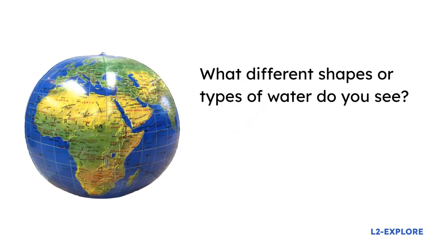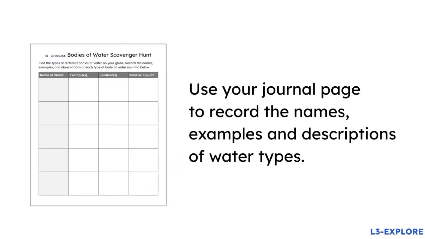For the Explorer, you'll put students into 6 groups and give each group a small globe for the bodies of water scavenger hunt. You'll have students use their Bodies of Water Scavenger Hunt student journal page to record the names, examples, and descriptions of water types they find on the globe.